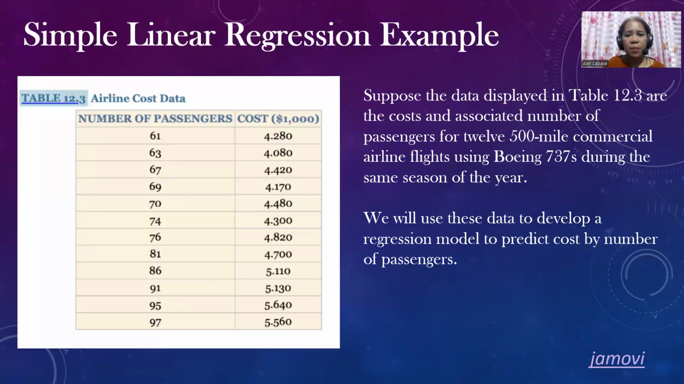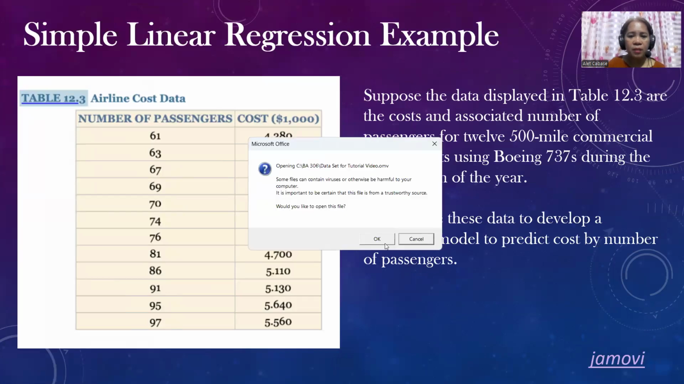So here is an example. Suppose the data displayed in table 12.3 are the costs and associated number of passengers for 12 500-mile commercial airline flights using Boeing 737s during the same season of the year. We will use this data to develop a regression model to predict cost by number of passengers. Okay, let's go to Jamovi.